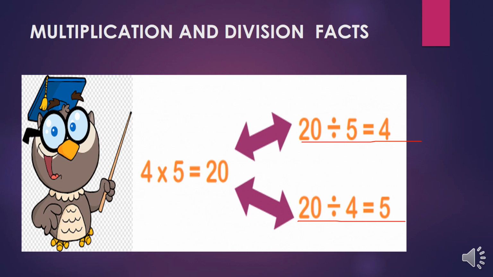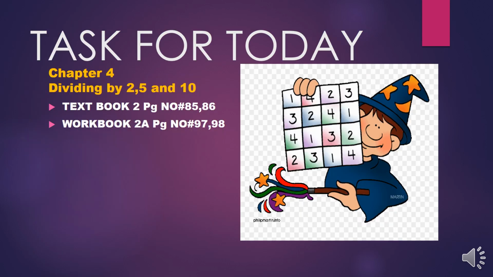So moving forward to do some workbook pages. Task for today. Class, we are doing chapter 4, dividing by 2, 5 and 10. And today we will do work from textbook, book 2A, page number 85 and 86. And from workbook, book 2A, we will do page number 97 and 98. So first of all, we will do some work on book 2, and then we will move forward to do our workbook pages.